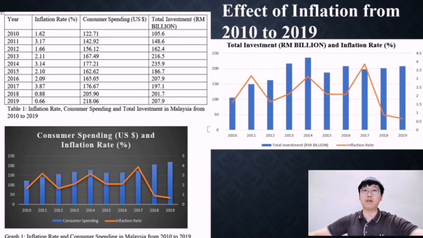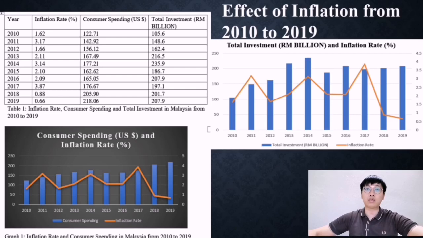Table 1 shows the inflation rate, consumer spending, and total investment in Malaysia from 2010 to 2019. Graph 1 shows the inflation rate and consumer spending in Malaysia from 2010 to 2019. From graph 1, inflation can encourage consumer spending. When inflation rate increases, consumer spending will increase. This can be shown in the chart above in years 2011, 2012, 2014, and 2017. When inflation rate decreases, consumer spending will decrease. This can be shown in the chart above in year 2015.